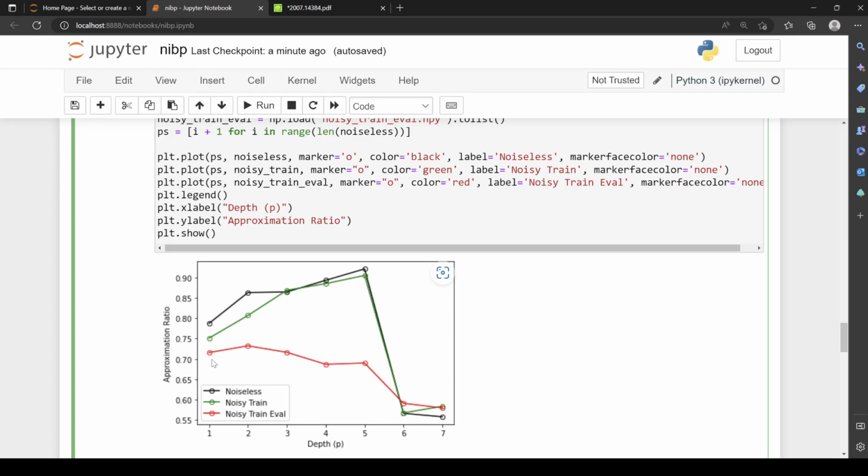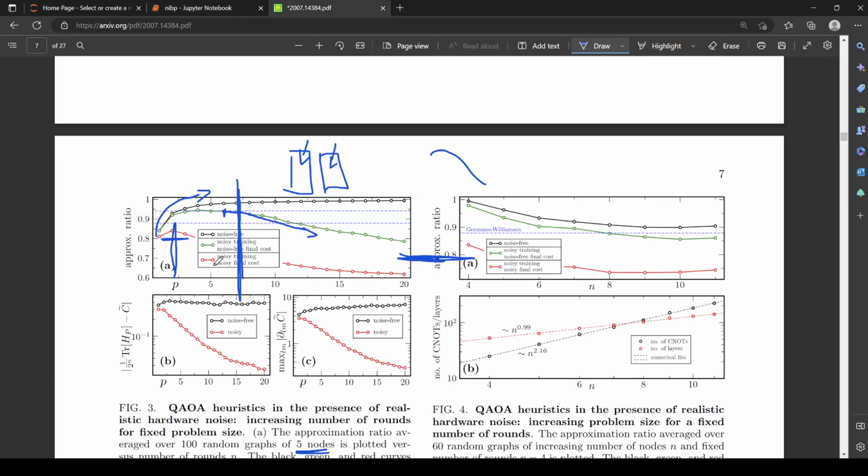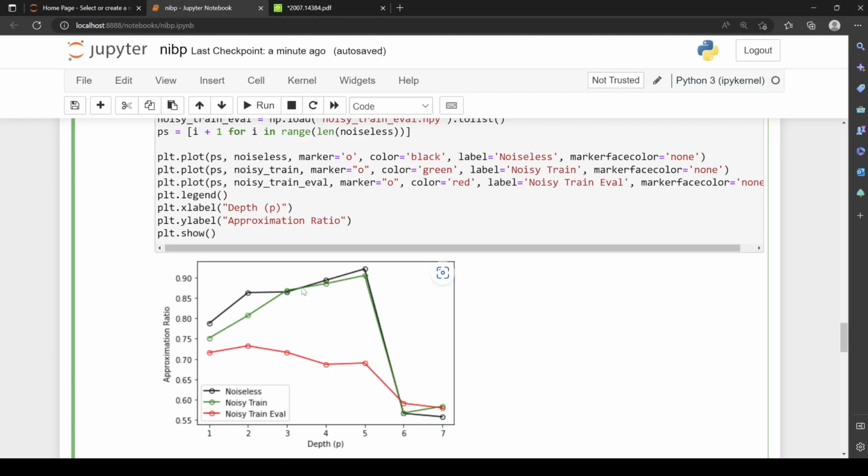And then we can see that just like in the paper, the noisy train and eval peaks at 2, and then the performance degrades over time. We actually can't see the exact results. They would be right here in the graph. But we can see the same trend, which is okay. And so obviously you want to get more results. The code is here and it should probably work to do that.